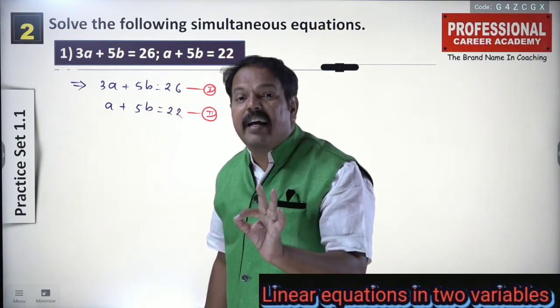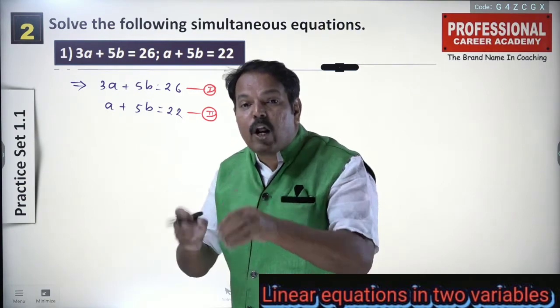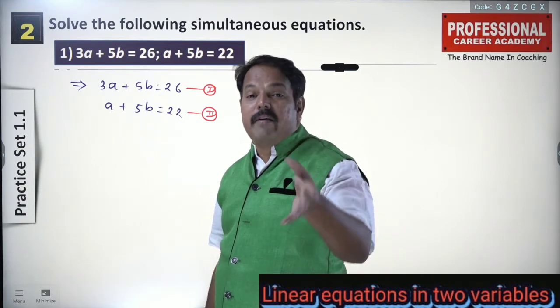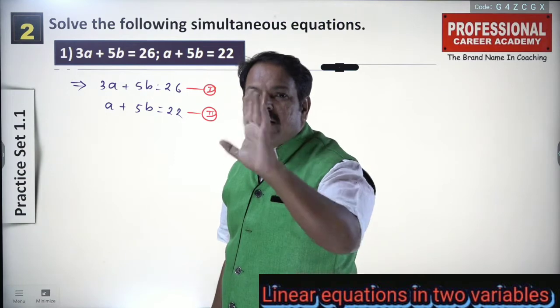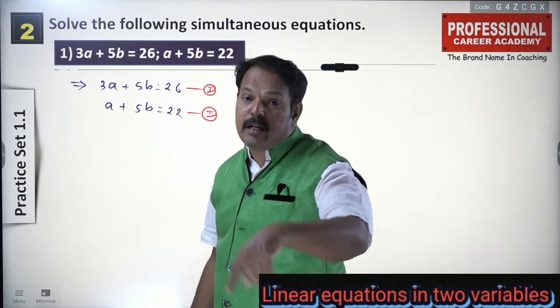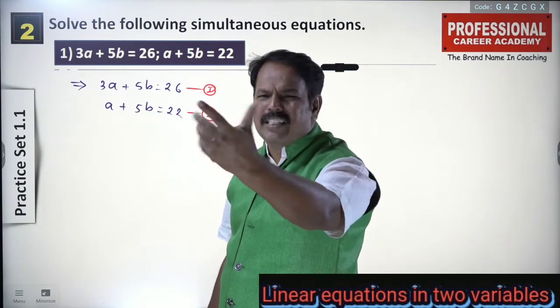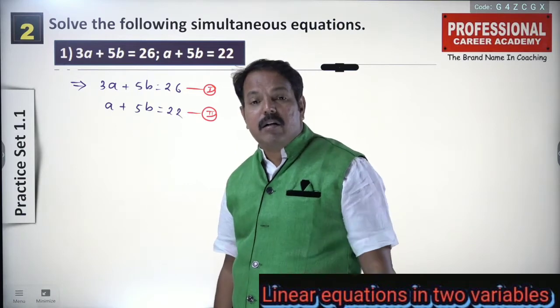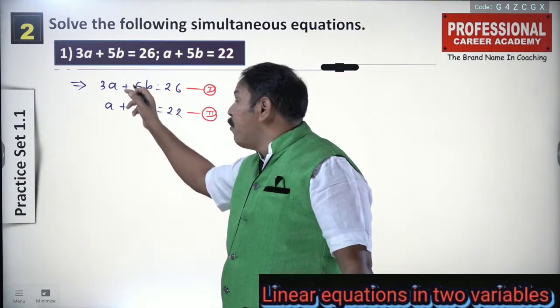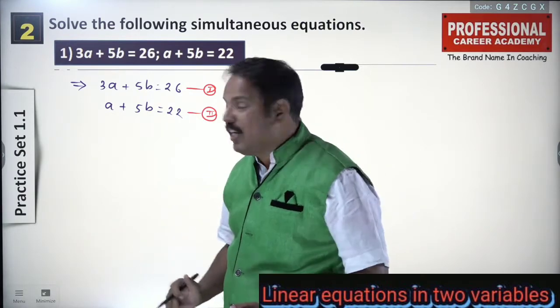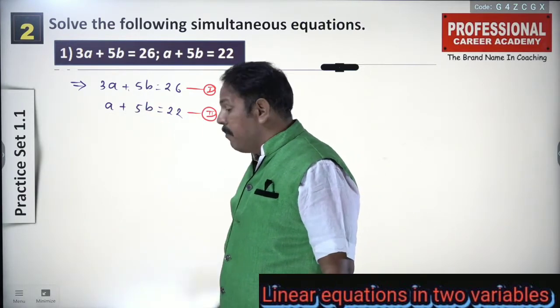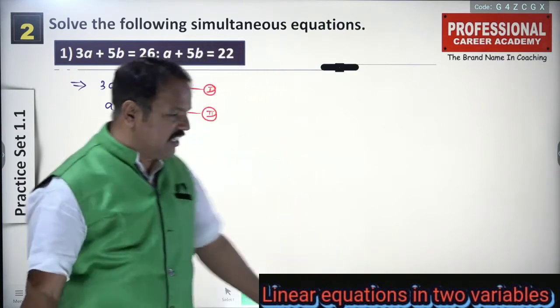If you find that the coefficient of at least one of the variables is the same, then look at its sign. If the signs are the same, there is a subtraction of equations. You may subtract equation 1 from 2 or equation 2 from 1. That is not the matter. And if the signs are opposite, one is plus, one is minus, directly add like the first activity. So here the signs are the same, which means we have to subtract.